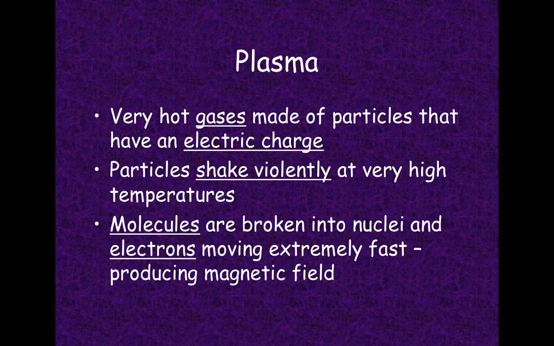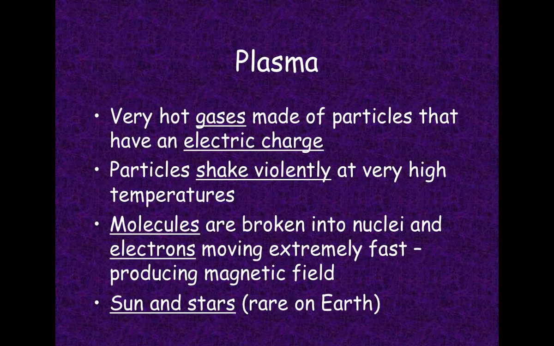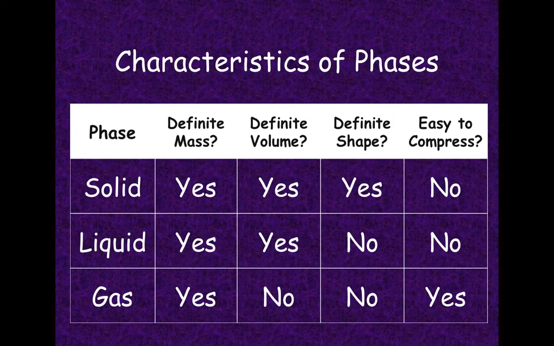Examples of things that are plasma are the sun and the stars. It is rare on Earth, but we do have it in the form of lightning. Now, I've got a summary here of the three main phases of matter in terms of their characteristics of mass, volume, shape, and compressibility. This is actually a really good reference tool for you to study for your test.